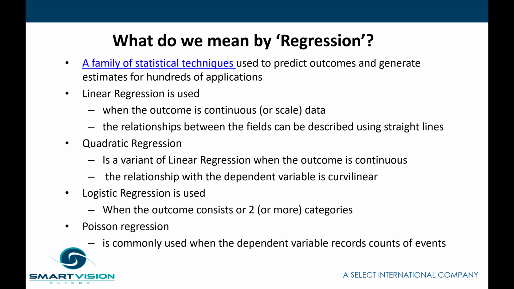So linear regression is used when the outcome is continuous or scale in nature, and the relationship between the fields can be described using straight lines. That's generally how it's used. It's kind of like the granddaddy of all predictive techniques. Quadratic regression is a modification of that, and it's a variant of linear regression. It's also used when the outcome is continuous, but it's most importantly used when the relationship with the dependent variable is curvilinear. So it's not a straight line relationship.